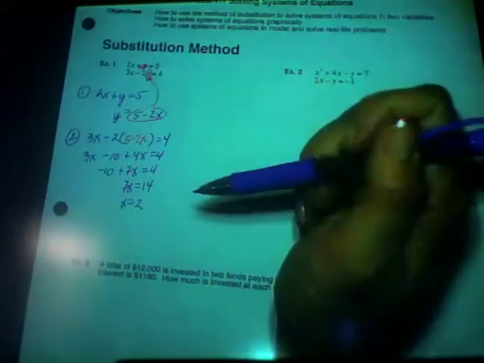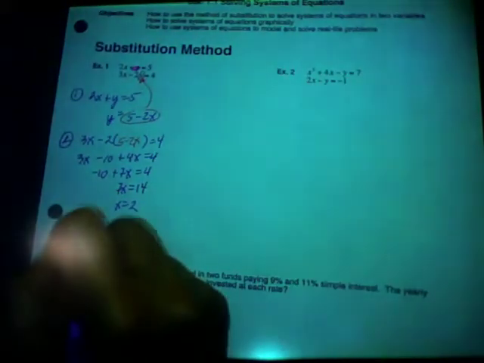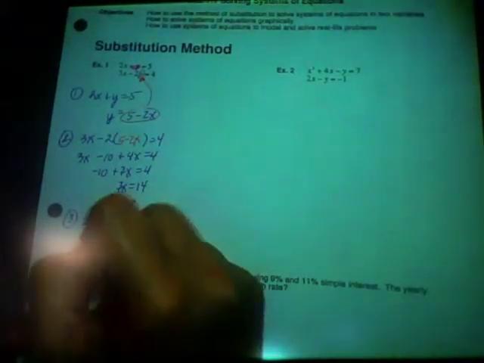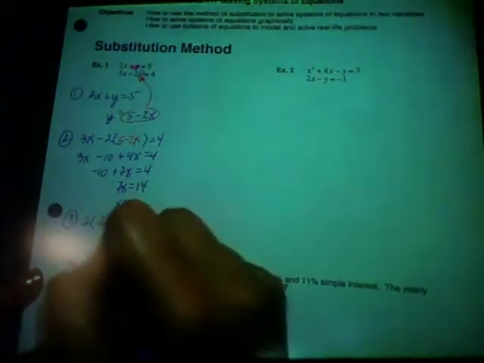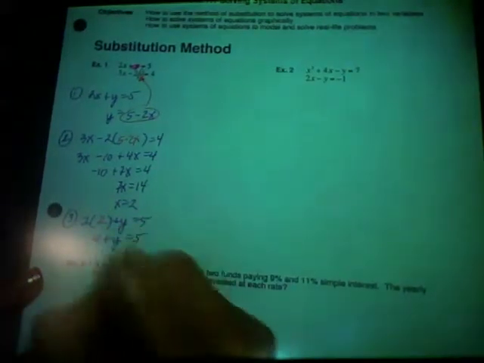Which do you think would be easier to plug into? Yeah, the first one. So then I'm going to plug back in 2 for x in the equation 2x plus y equals 5. So I get 4 plus y equals 5. Doesn't y have to equal 1?